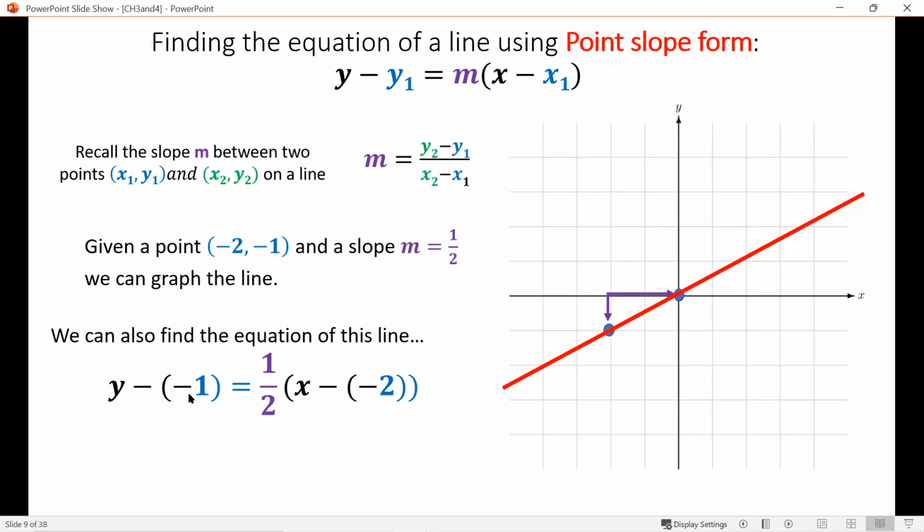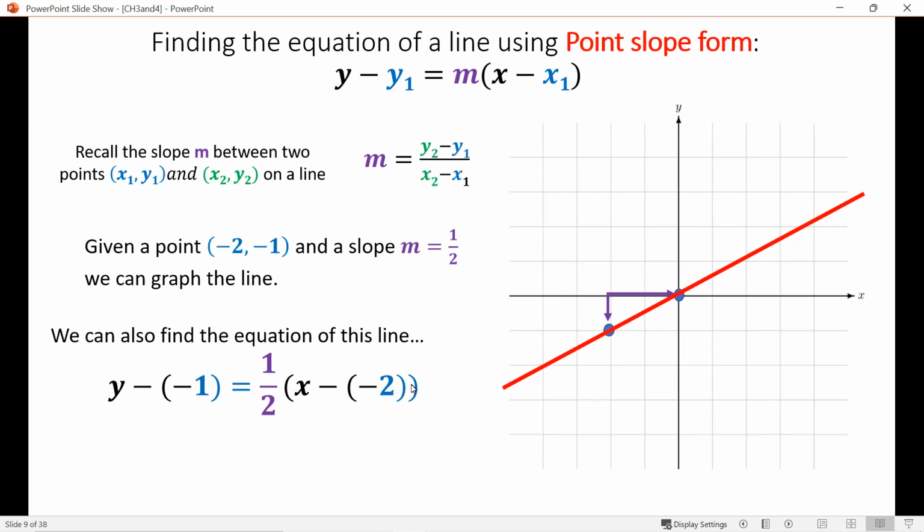We'll plug in the coordinates of the point and the slope. Again, remember, these are negatives. These are subtractions in our equation. So we want to make sure that we are subtracting when we plug in. And if we're subtracting negative numbers, so be it.